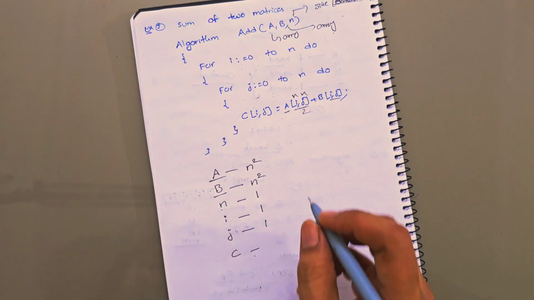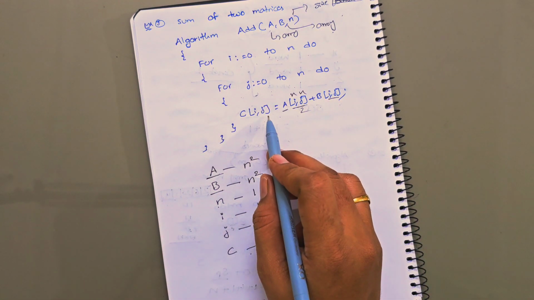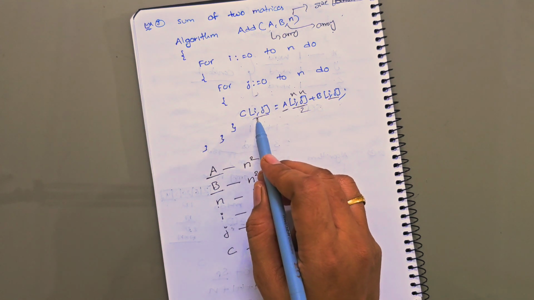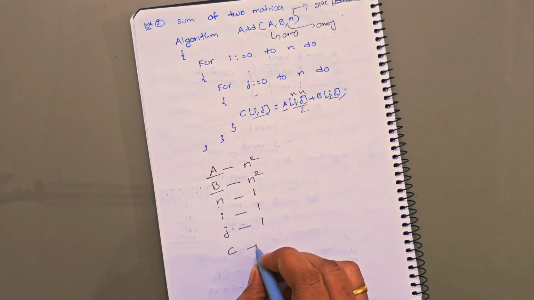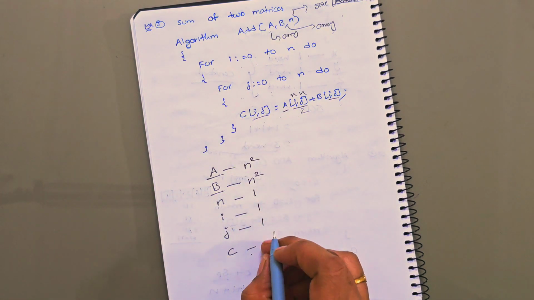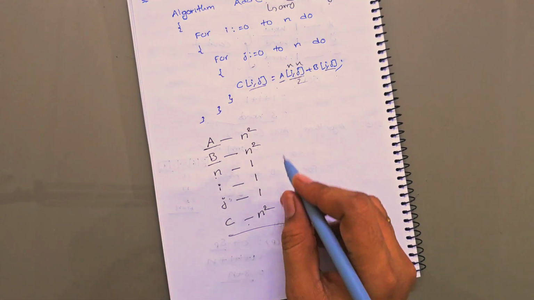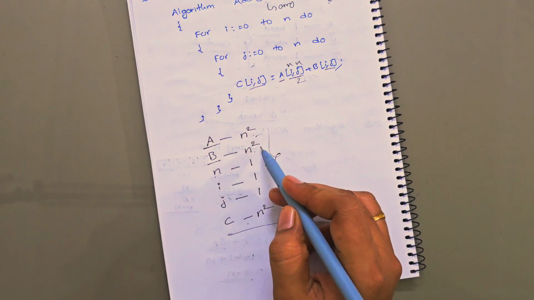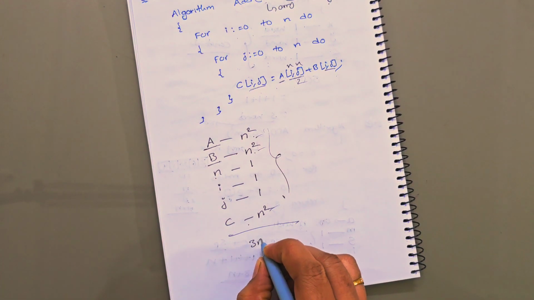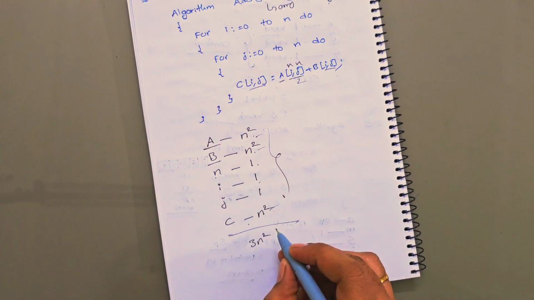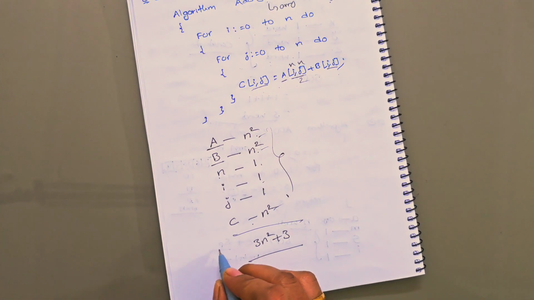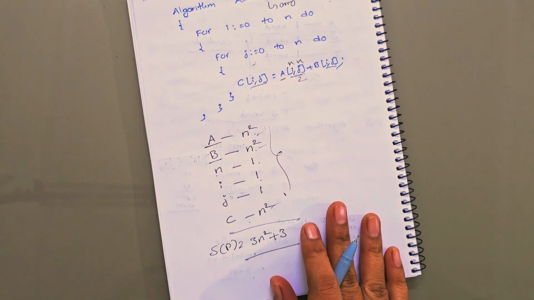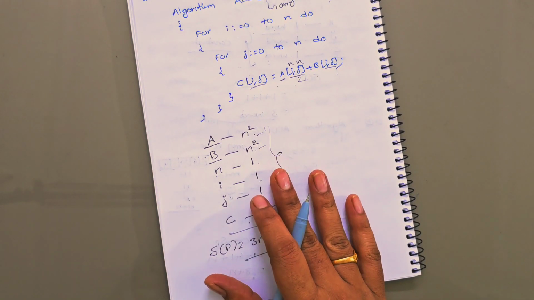And here C. Coming to the C. C is not a constant, right? C is array variable. So you have to check. C is depending on how many variables? I, J, right? So the space required by the C variable is n square. Next you have to sum all the words. So how many n squares we are having? 1, 2, 3. So 3n square. So 1, 2, 3. 3n square plus 3. This is the space required by this algorithm. Clear? I hope you understand this example.